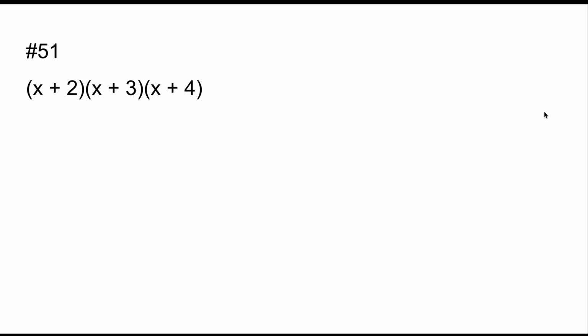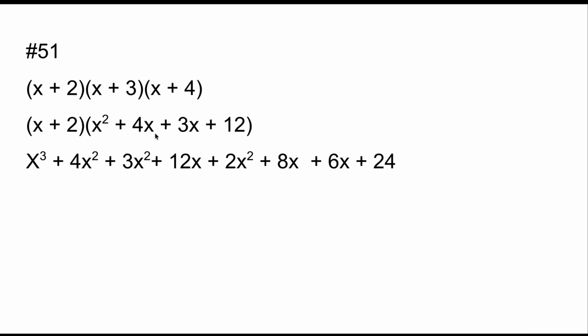Number 51, we have 3 binomials. So first, we're going to ignore this 2x plus 2, and we're going to multiply our second and third binomials. X times x, x squared. X times 4, 4x. 3 times x, 3x. 3 times 4, 12. Combine your like terms, 3x and 4x, 7x.